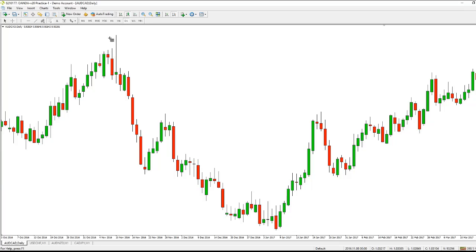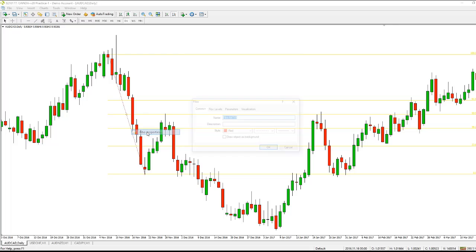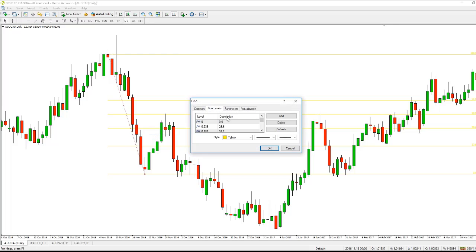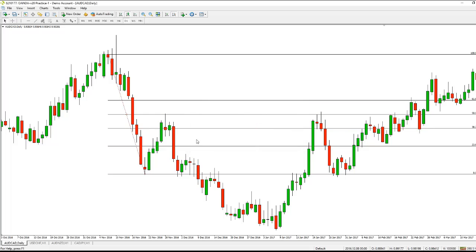So what we're going to do is go from the high point of this move here all the way down to this low point. And what you'll see, let's make this a little bit easier to see. Right click Fibonacci properties, and we're going to change the levels to, let's make them black. Okay, so what you'll see is that we had this move to the downside. Then we retraced back up.